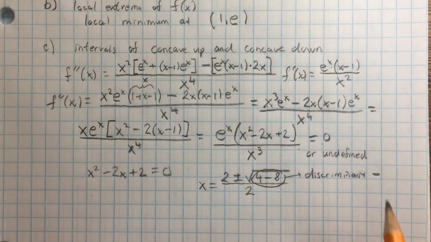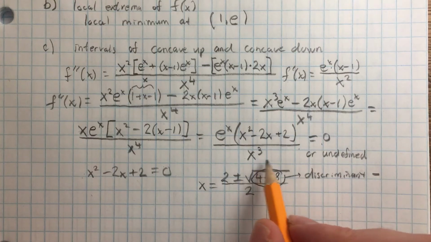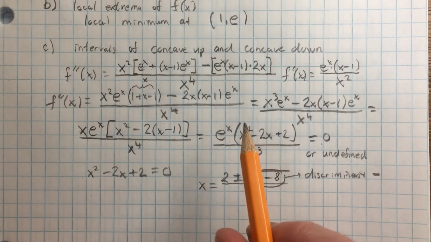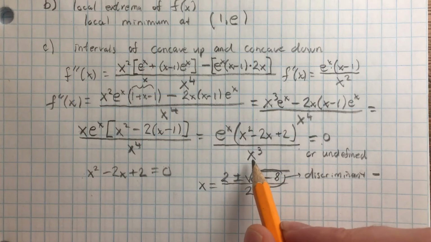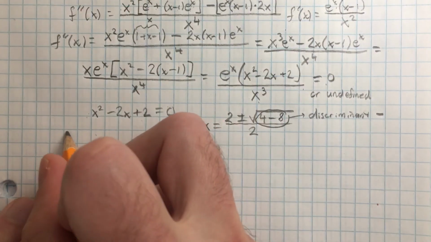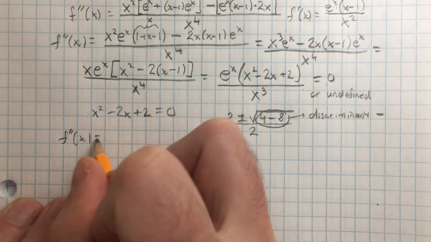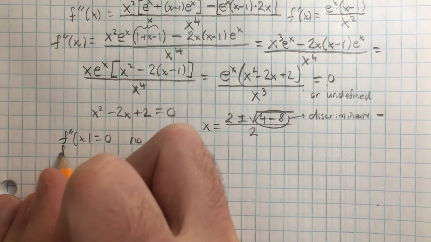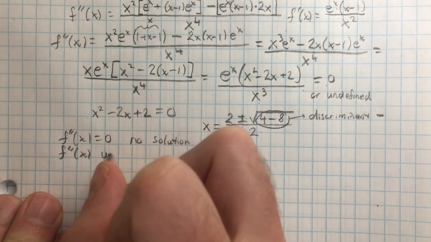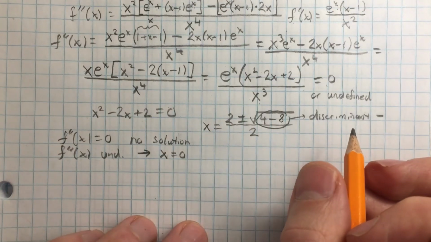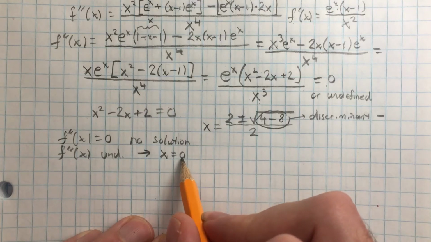All right? Now, where will the derivative be undefined? It'll be undefined at 0 again, just like it was for the first derivative and just like it is for the original function. So let me just make this caveat. What do we know? We know that f double prime equal to 0 has no solution. And we know that f double prime undefined leads to x equals 0. But this cannot be a possible inflection point because the original function doesn't exist there.